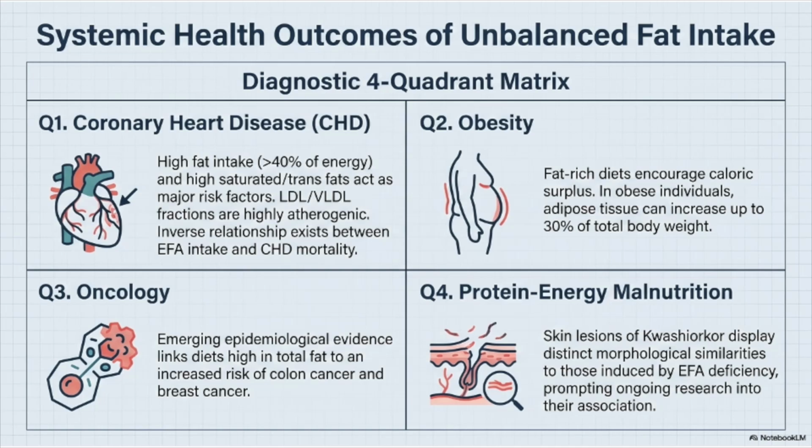Second, obesity, where fat rich diets encourage caloric surplus, and in obese individuals, adipose tissue can increase up to 30% of total body weight. Third, oncology, where emerging epidemiological evidence links diets high in total fat to an increased risk of colon cancer and breast cancer. Fourth, protein energy malnutrition, where the skin lesions of kwashiorkor display distinct morphological similarities to those induced by essential fatty acid deficiency, prompting ongoing research into their association.